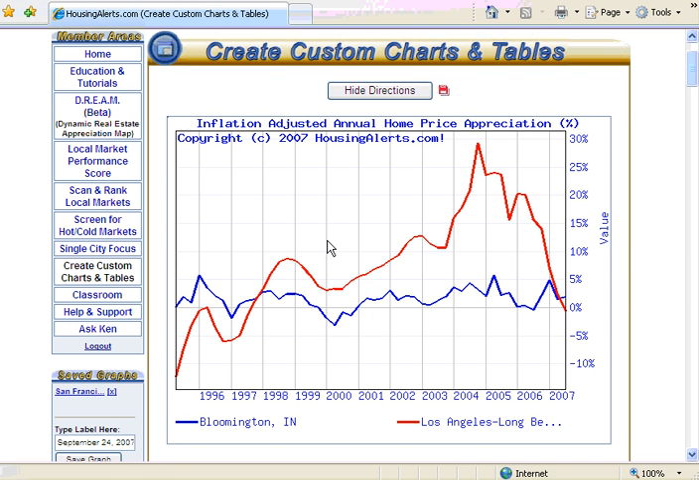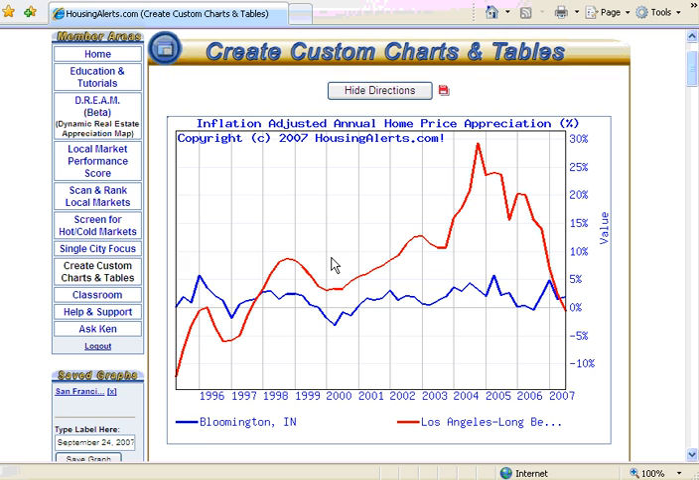So what we have here, this graph represents inflation-adjusted annual home price appreciation. The inflation-adjusted aspect of it means here in 1995, a dollar still buys the same as it does in 2007. So it has taken into account inflation, which gives us a clear-eyed view at the information here.